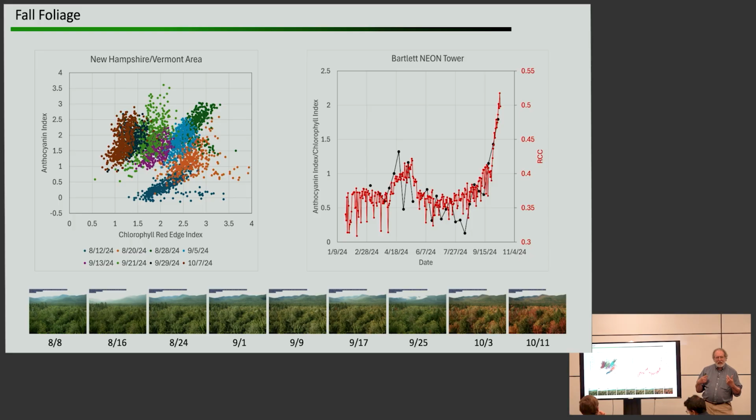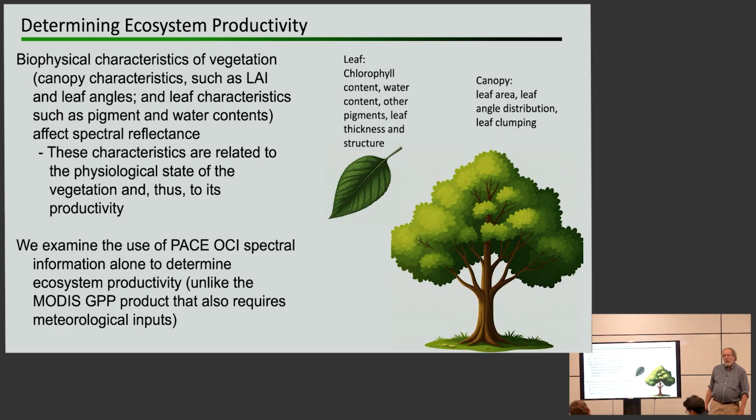Because I'm interested in trying to get fall color, I did a red coordinate, where it's the red over the sum, and that's this red line for this site. This is a site in New Hampshire, and the black line here is that ratio of the anthocyanin index to the chlorophyll index. So there's some hint here that we can detect the color change in the leaves. But we probably really want to do something more quantitative.